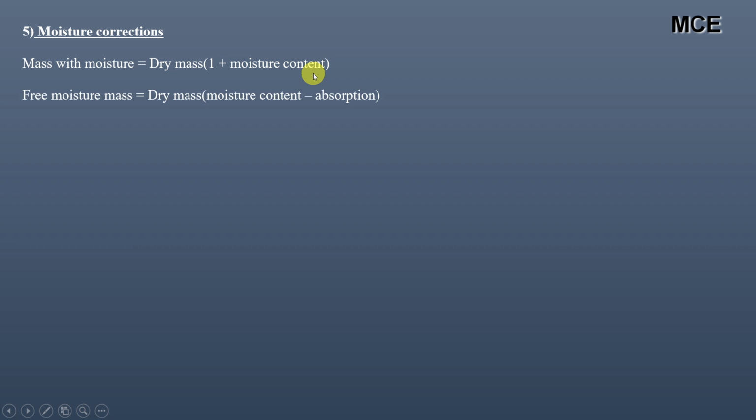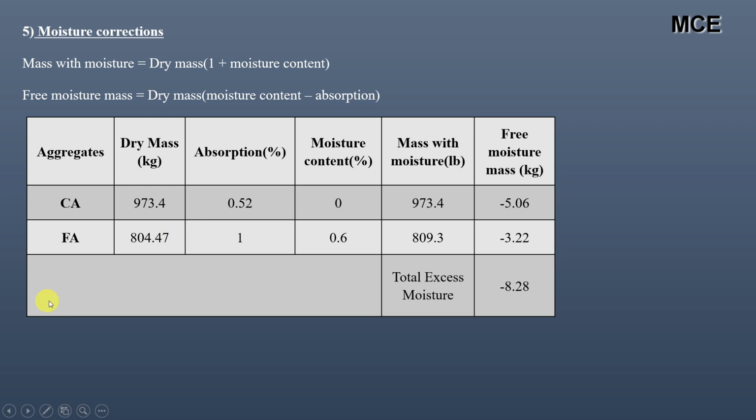Okay. After finding the weights, now we have to apply the moisture corrections because we are assuming the saturated surface dry condition for aggregates. So mass with moisture will be the dry mass of aggregate into 1 plus moisture content in the aggregates, and free moisture mass, that is free water available from the aggregates, will be the dry mass multiplied by the moisture content of aggregates minus absorption of aggregates. You can see the table. So for coarse aggregate, dry mass is 973.4, absorption is 0.52, and moisture content is 0.